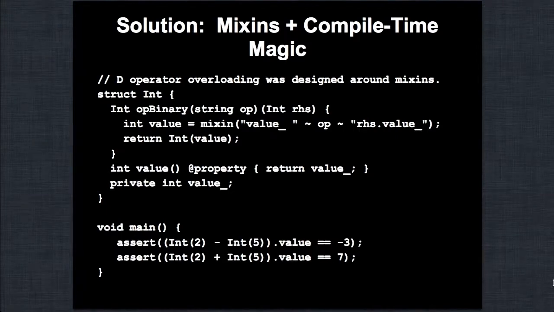But so we write an opBinary function, and we want to compute the new value for the return value. So we mix in a string for the value of our current LHS, and then we append the operator to it. Remember, the operator is a compile-time string literal. It's a template parameter. It's known at compile time. And we append our RHS.value, and then we mix that in. So when we mix it in, it's evaluated in the current scope as regular code. It's basically like compile-time eval.